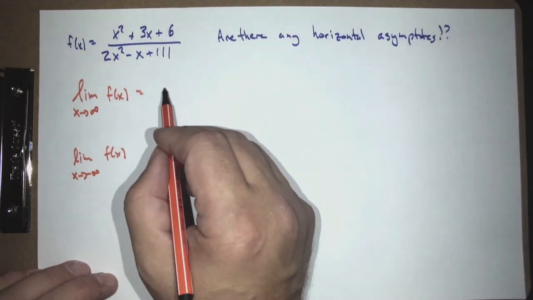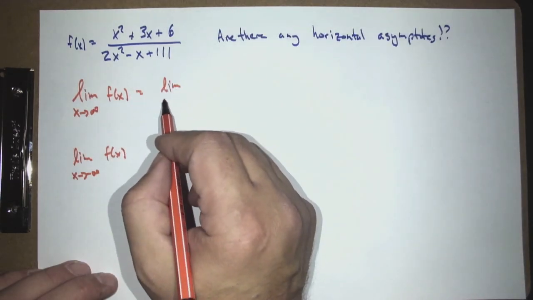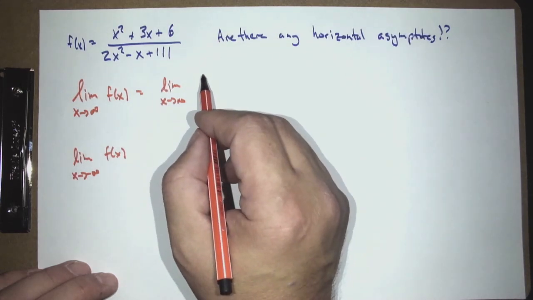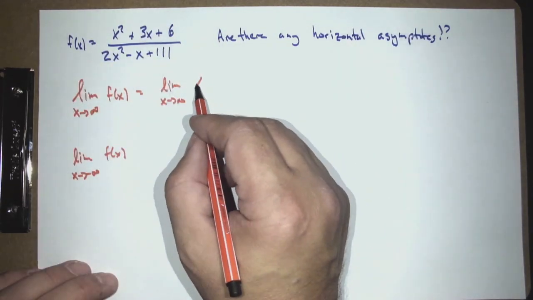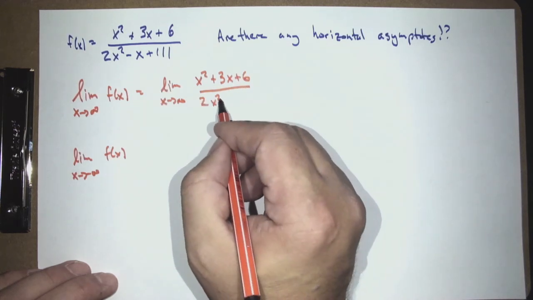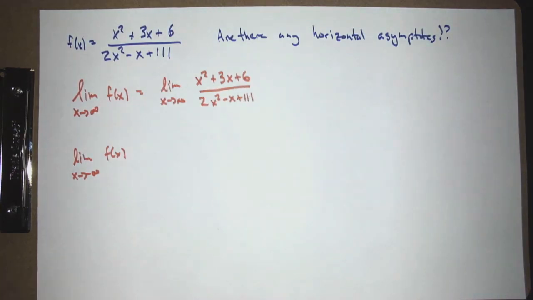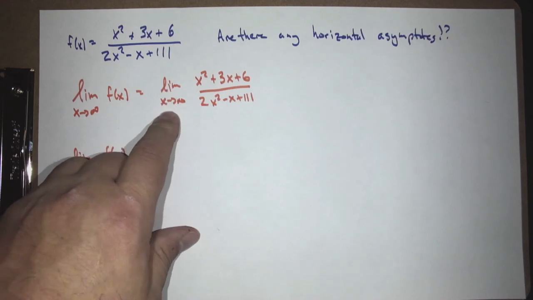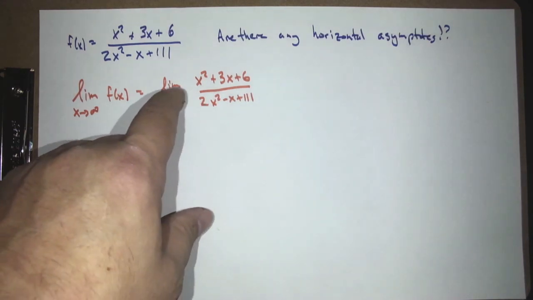Let's just do the top one first. So this will be the limit as x goes to infinity. Let's just write it in. It's not piecewise, so it's always the same function: x squared plus 3x plus 6 over 2x squared minus x plus 111. Well, our mantra when we're doing these limits is to say, first plug in, and then see if you have to do more work. So as x is getting big, so that's what we mean when we say x is going to infinity, what's happening to our numerator?